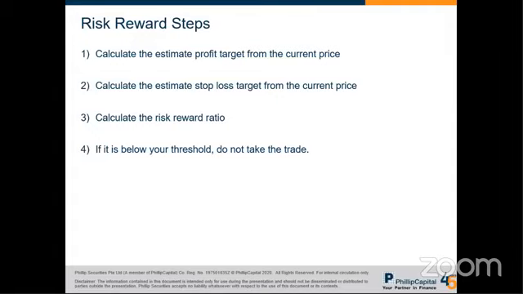Then if it's below your threshold, let's say just now we said my optimal risk reward ratio is 1.5, so in any case, if it's 1.1, then I do not want to take this trade. If the risk reward ratio is 2, then I will take this trade, but I will still keep towards my 1.5.